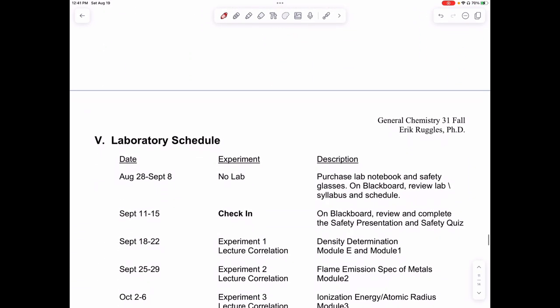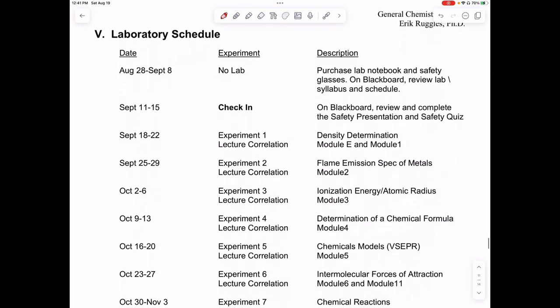Getting into the last bits of it, here is our lab schedule. Notice that for the first 2 weeks, we don't have a lab at all. And then we start to check in and get things going, right? So before that check-in date, you will need to have that safety lab quiz done, watch the safety presentation, make sure you have your glasses, your goggles, your proper attire going into the actual lab.